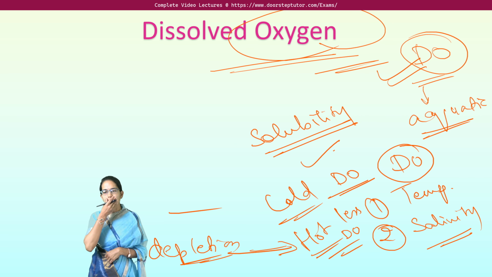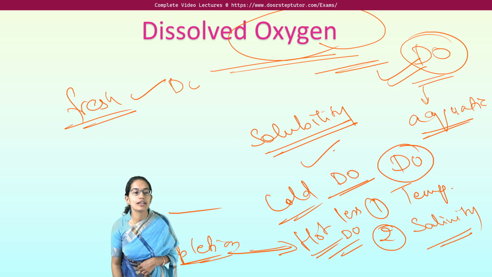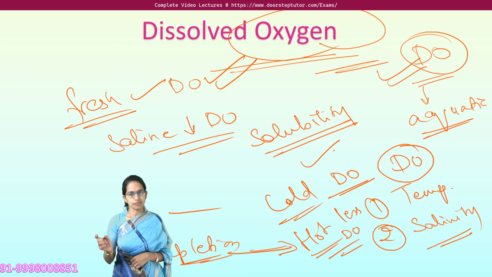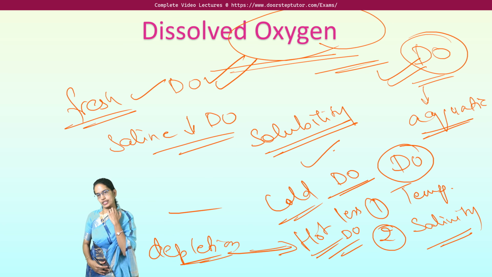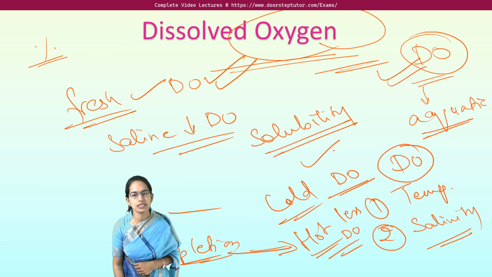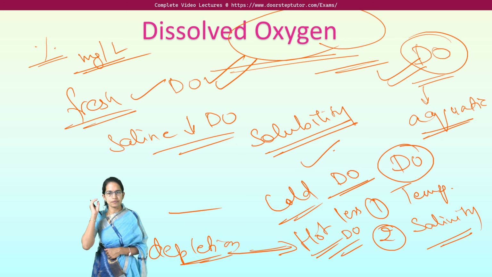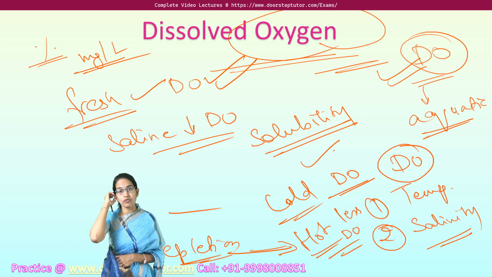The other important thing that we need to understand is fresh water versus saline water. So fresh water has a higher amount of dissolved oxygen as compared to saline water, which has a lesser amount of dissolved oxygen. Another very important aspect. Now, dissolved oxygen is always understood as percentage saturation, or milligrams per liter is the unit under which we study dissolved oxygen. What are the major sources of oxygen?